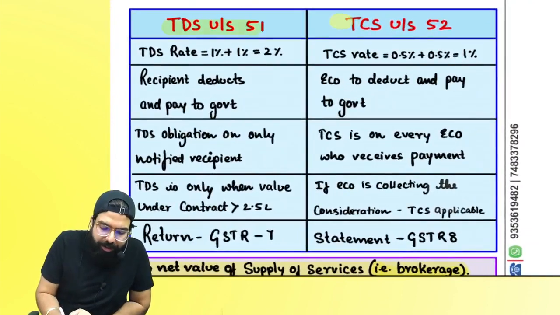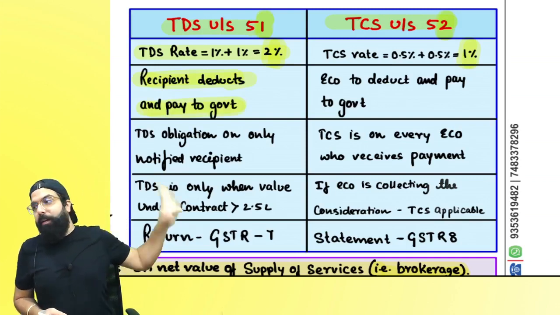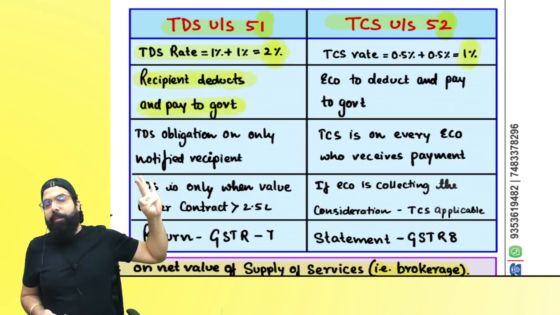Now, what is the difference between TDS and TCS? TDS, always remember, is section 51 and it is 2%. TCS is section 52 and it is always 1%. The recipient will deduct and pay in TDS. Who will pay TDS? The recipient. It applies to 4 kinds of people: Department of Central Government, State Government, Local Authority, Governmental Agency, or notified category.